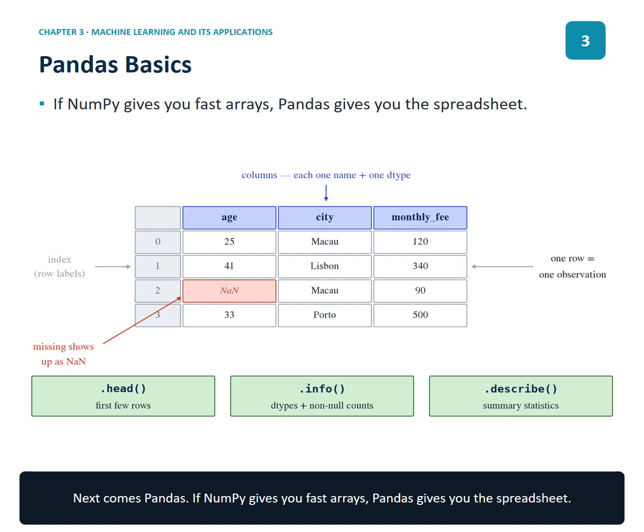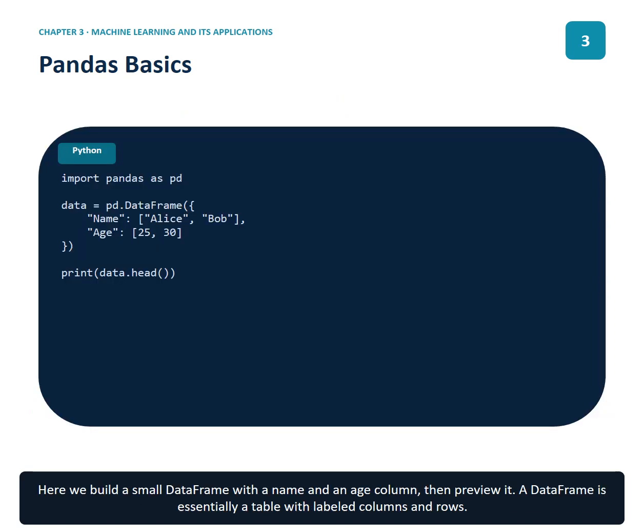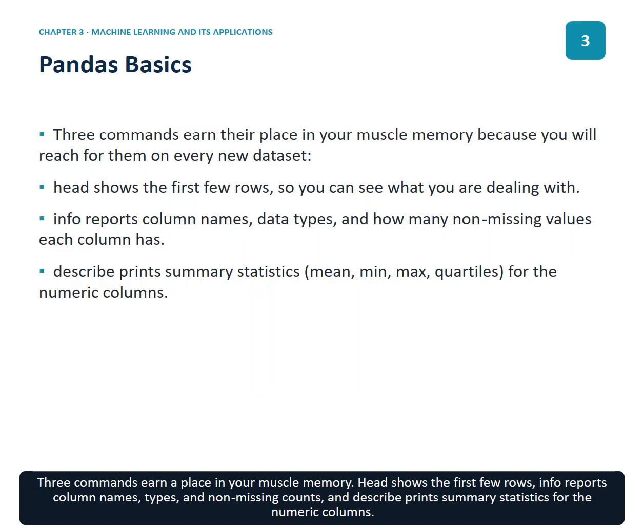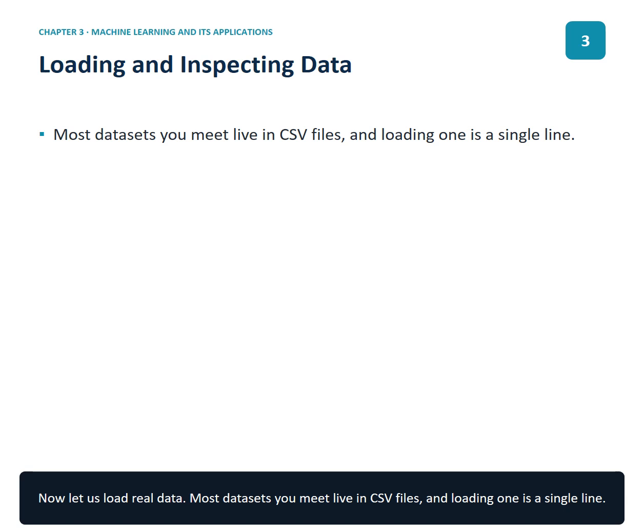Next comes pandas. If NumPy gives you fast arrays, pandas gives you the spreadsheet. Here we build a small data frame with a name and an age column, then preview it. A data frame is essentially a table with labeled columns and rows. Three commands earn a place in your muscle memory. Head shows the first few rows, info reports column names, types, and non-missing counts, and describe prints summary statistics for the numeric columns. Now let us load real data.